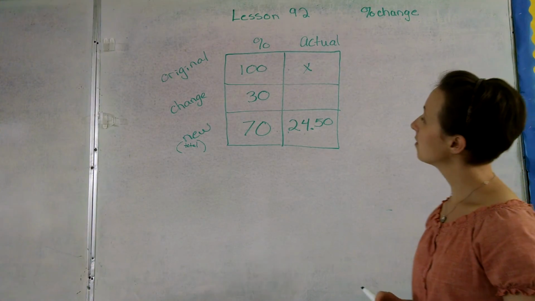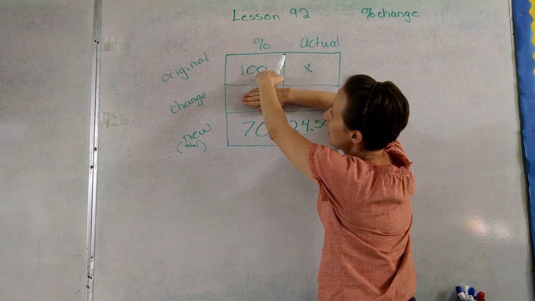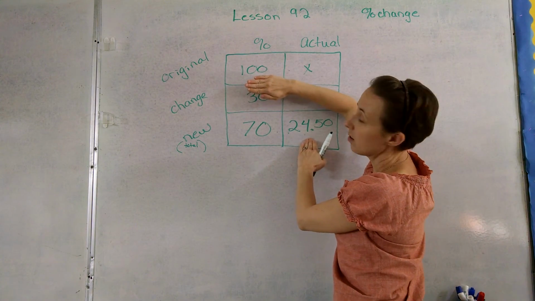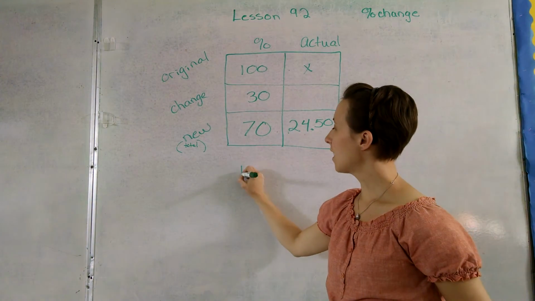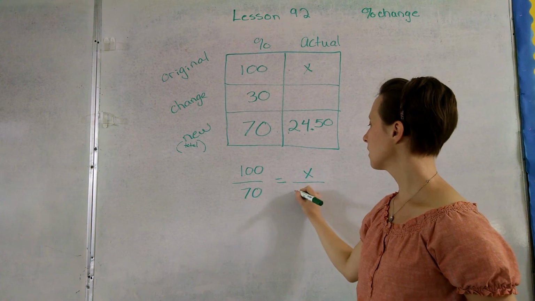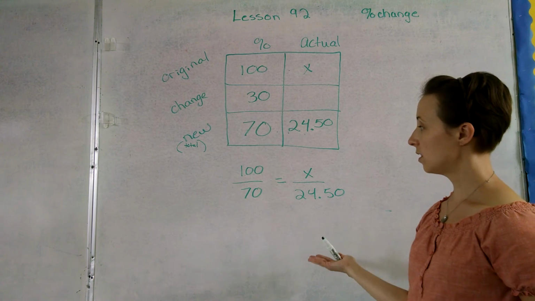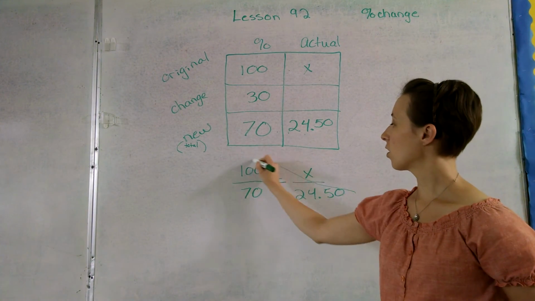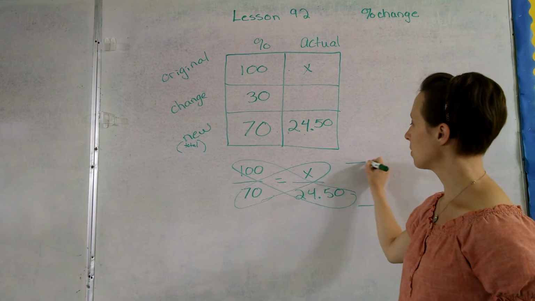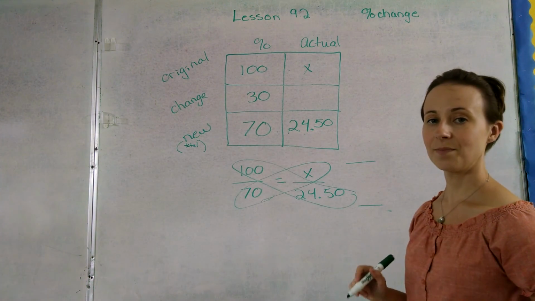Let's solve the same way we did before. I don't need this column for right now. I might for other problems. But for this one, I can use that 100 to 70 is equivalent to X to $24.50. When I write that, 100 to 70 is equivalent to X over 24.50. Now use the same system you've used before. Cross multiply. That will give you an answer. That is the same answer you would get if you cross multiplied these two. Take this answer. You divide by 70. You should get X. Take a moment, please.